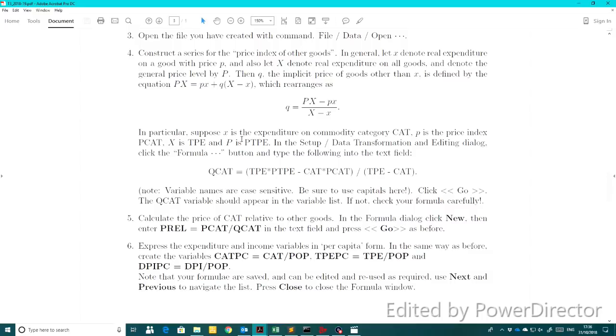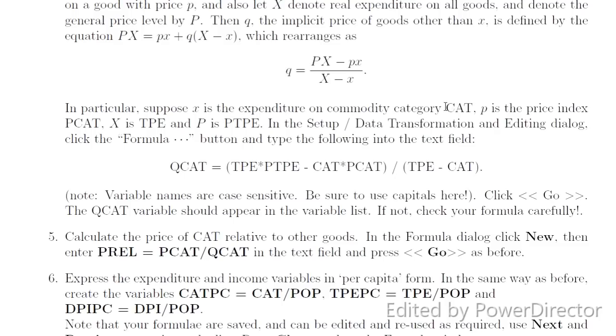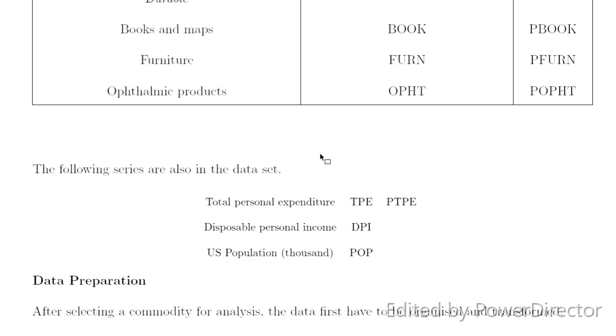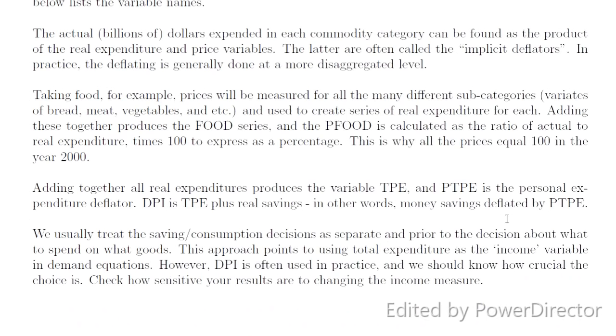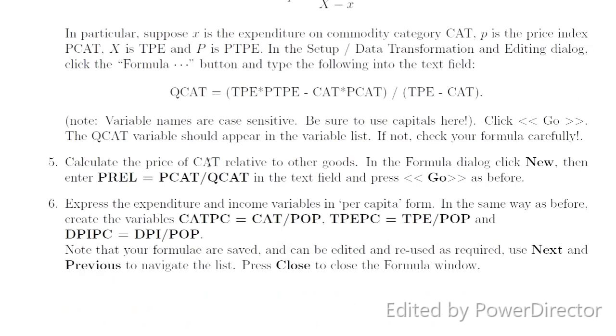Now, in particular, suppose that X is the expenditure on the commodity of cat, which in our case is going to be food. P cat is the price index. X is TPE, the total price expenditure, and P is going to be the price level, right? So it just represents this thing that we just spoke about, which is the ratio of nominal to real expenditure of all the prices, or basically the price index of everything.